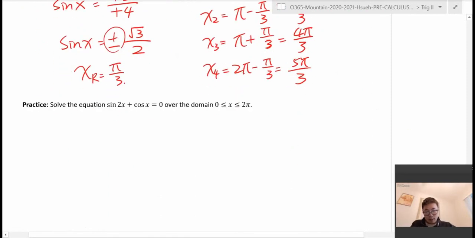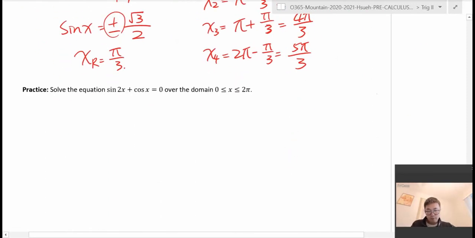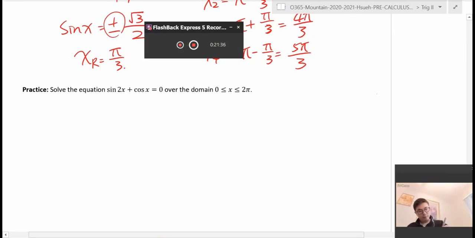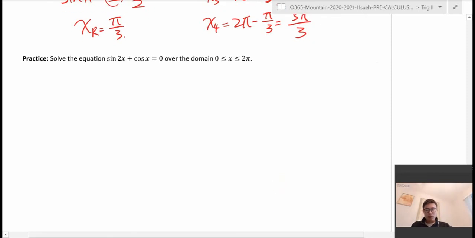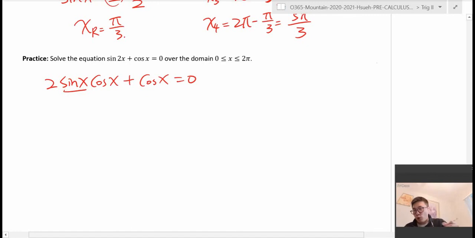Okay, so here's the last question for you to try. It's sine 2x, so I think it's obvious which one you need to change it to. Okay, good luck. All right, so this one is actually a rare question where you can have both sine and cosine in the same question, and you actually could be able to solve the question here. So again, sine 2x is 2 sine x cosine x plus cosine x equals 0. You can't change this sine x to cosine x anymore, okay? So we are just going to leave it like that.